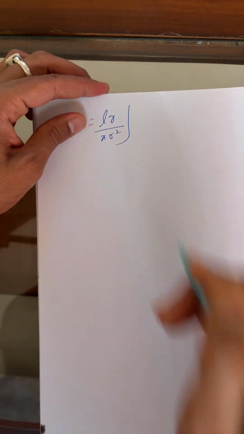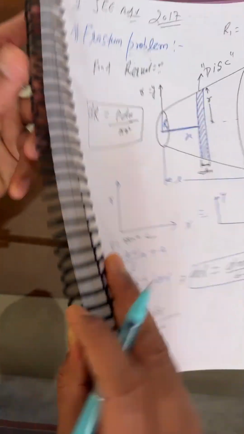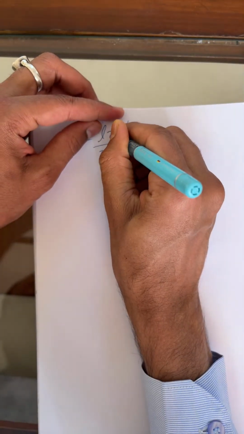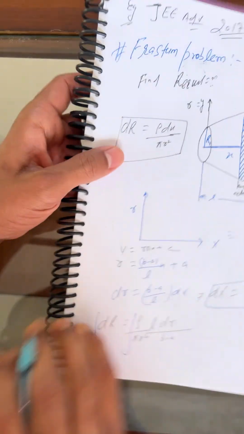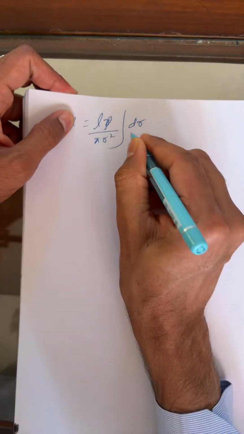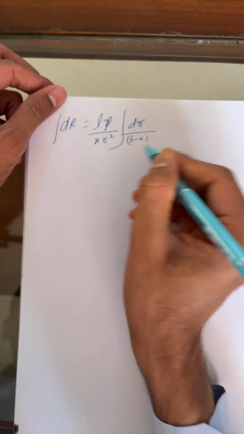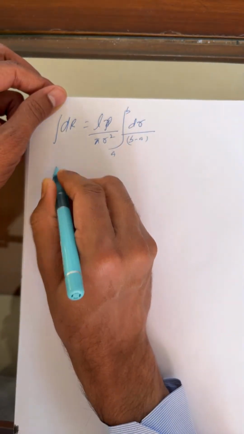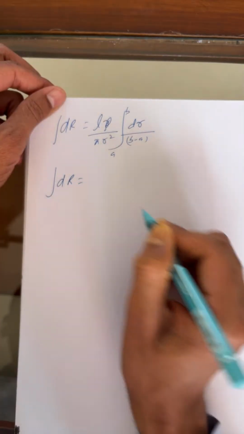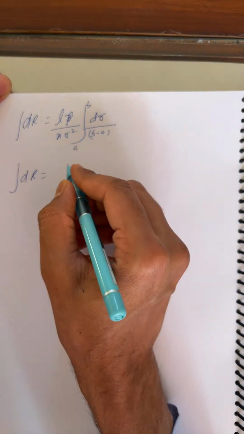Integration of dr upon r, with L into rho upon pi, dr upon r squared from b minus a. Apply the limits here, a to b. Keep the variable and the constant separate. So this is dr, my dear.